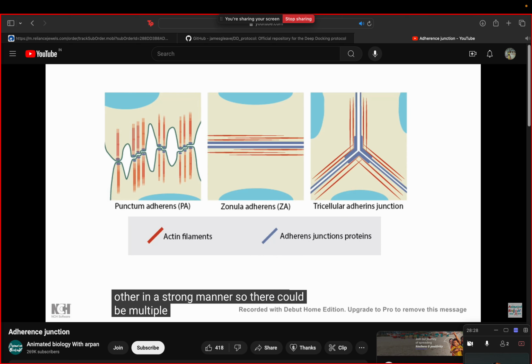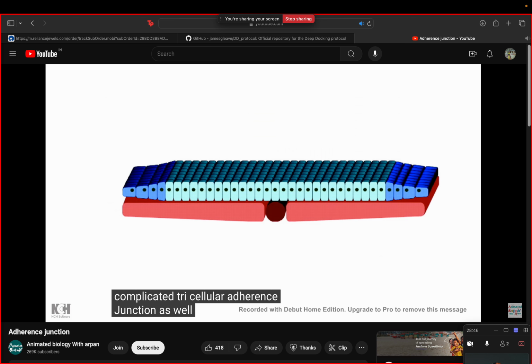So there could be multiple different types of adherens junctions. Sometimes they are punctate, so they are known as punctum adherens. Sometimes they are like a zone or band of adherens junction known as zonula adherens, and there could even be complicated tricellular adherens junctions as well.